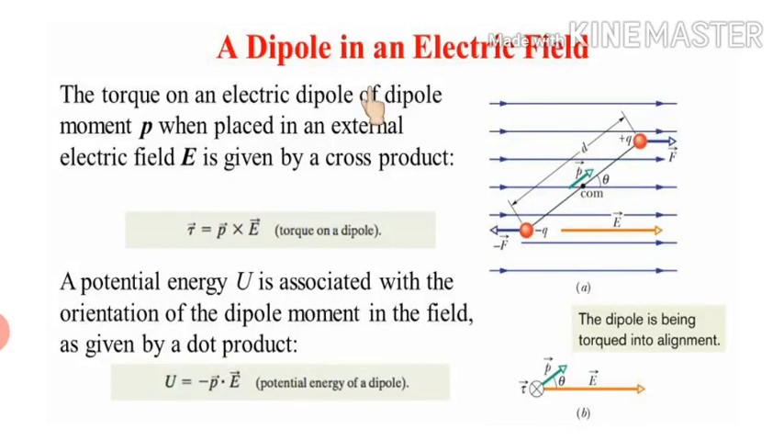Next topic is dipole in an electric field. If an electric dipole is placed in a uniform electric field, what will happen? That we need to discuss. Again, this electric dipole has two charges, minus q and plus q, separated by distance d, and p is the dipole moment whose direction is from minus q to plus q, and it is inclined at an angle theta with the electric field. Now we know this positive charge plus q will experience some force due to this electric field in this direction.